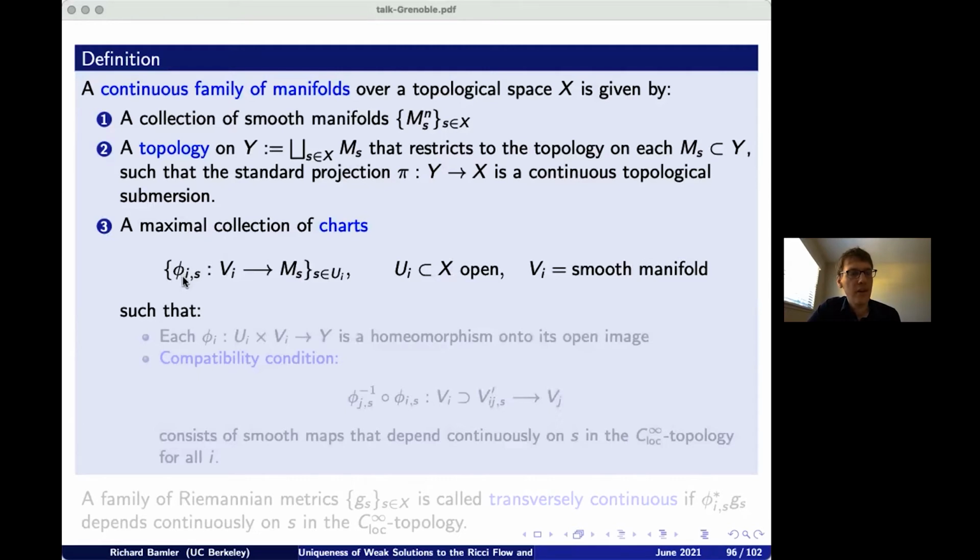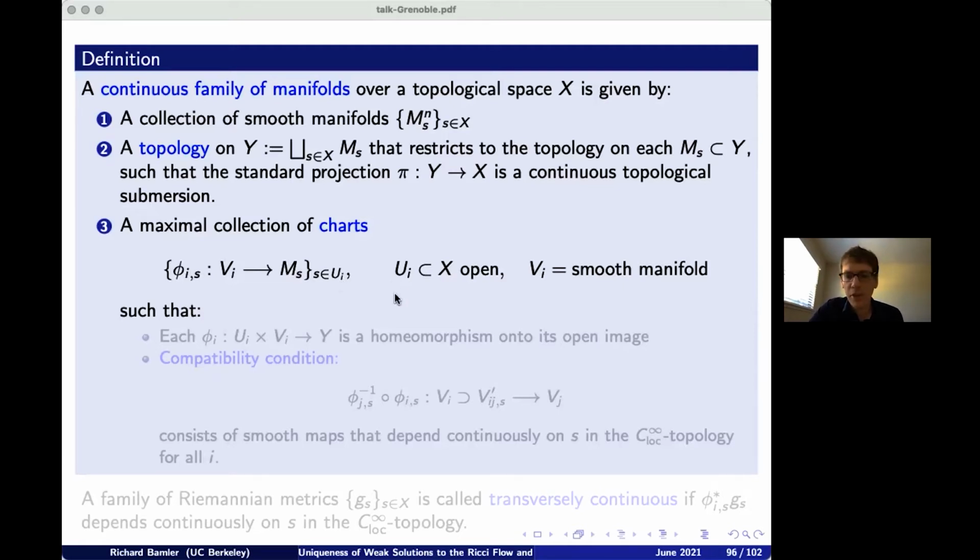These charts are more or less parametrizations. They go in the opposite direction. They are of this form: phi_i,s. What I do here is I take some small smooth manifold V_i, and I look at some parameterization of V_i into M_S. So this depends on S. It's just a family of embeddings into M_S, parameterized by some small subset U_i of X.